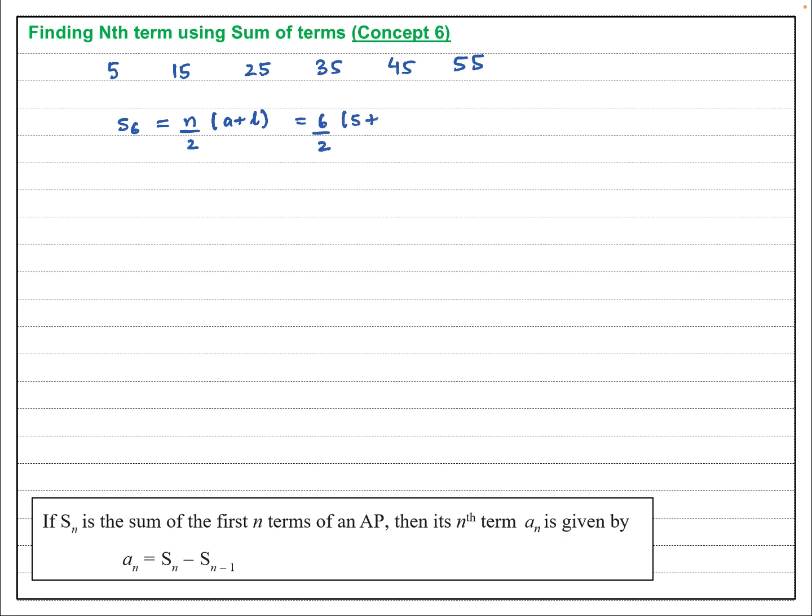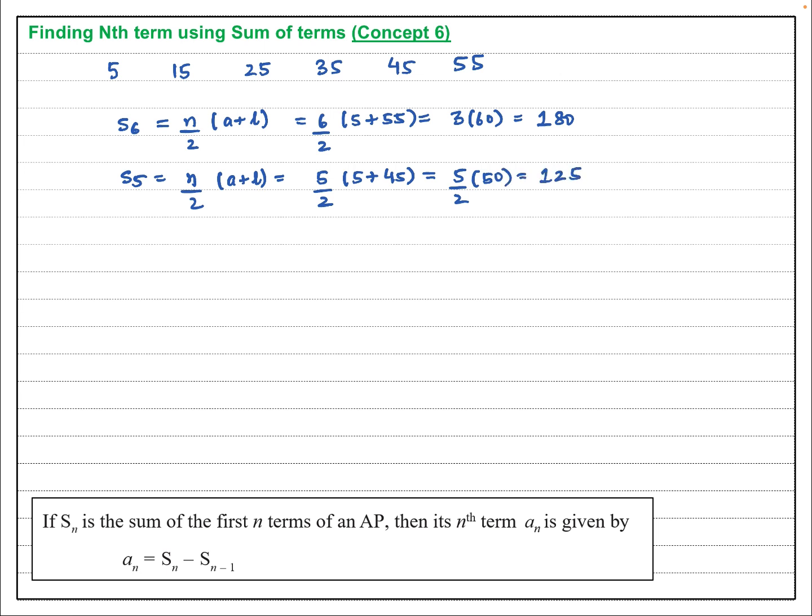It is 5 plus 55. It comes to 3 times 60, which is basically 180. So the sum of the first 6 terms of this series is 180. And let's say I have to find the sum of the 5 terms also. So that comes to 5 by 2 into the first term, which is 5, and the last term, which is 45. So it becomes 5 by 2 into 50, and that is basically 125.